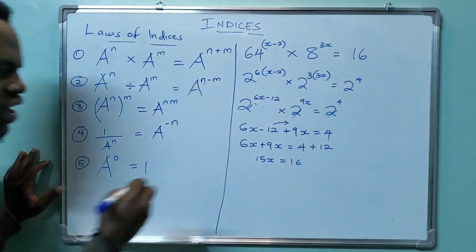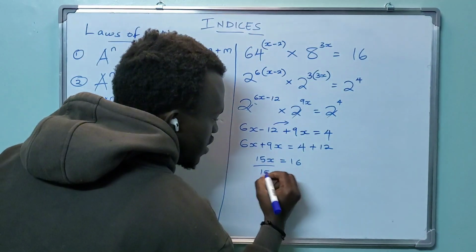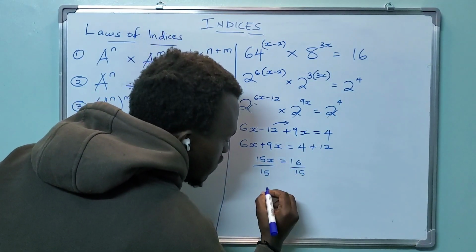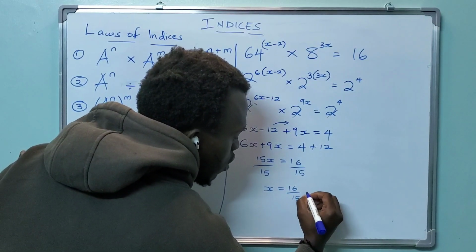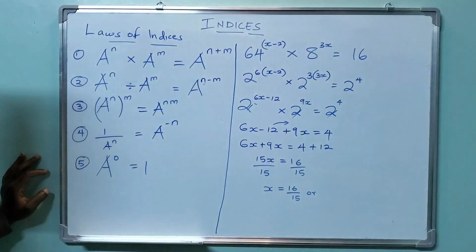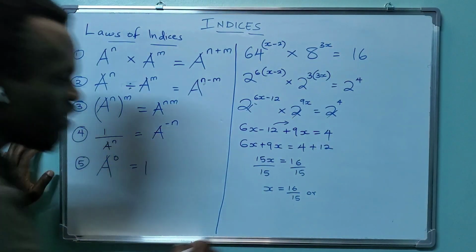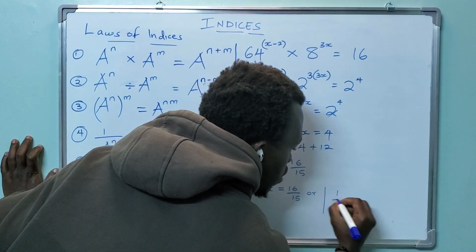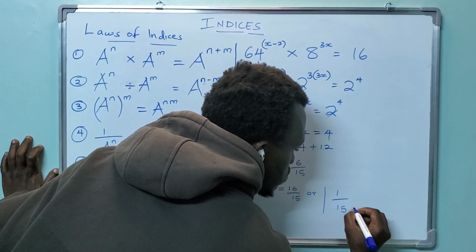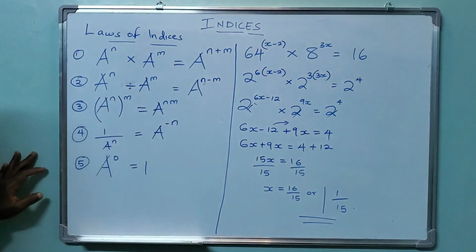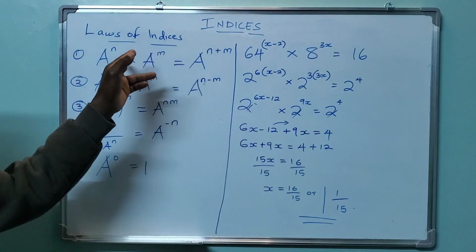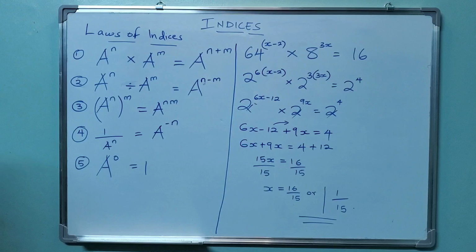So for me to get the value of x, I'm going to divide by 15, divided by 15, which means my value of x equals 16 over 15. Or you can write it in its simplest form: 15 goes into 16 once, remaining 1 over 15. And that is our answer for the value of x. So we've applied the first law of index to work out the value of the unknown, x. Let us try another example.